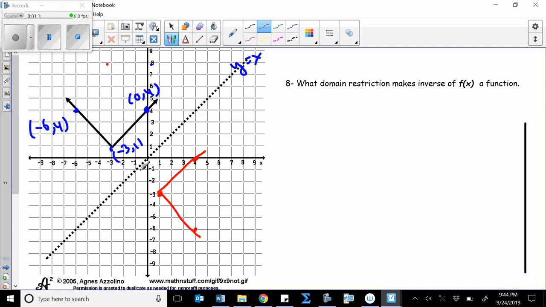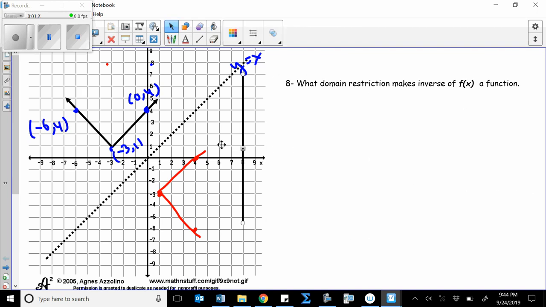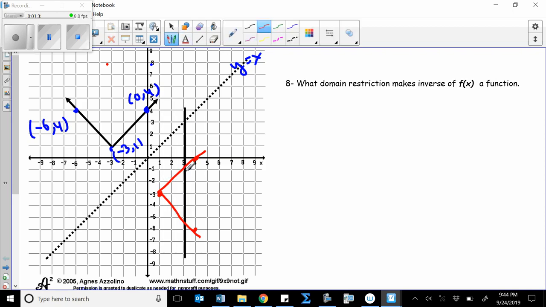But here's a problem. The reflection of this graph is not a function. It is the inverse, but the inverse is not a function. Why? Because if I use the vertical line test, you see, if I take this vertical line and move it all over my function, I will see that I'm passing through more than one point, like this one and this one. This means the graph is not a function because for one x we have two y's.